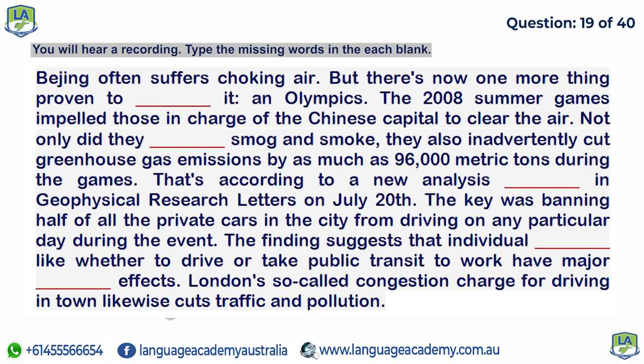The key was banning half of all the private cars in the city from driving on any particular day during the event. The finding suggests that individual choices like whether to drive or take public transit to work have major cumulative effects. London's so-called congestion charge for driving in town likewise cuts traffic and pollution.